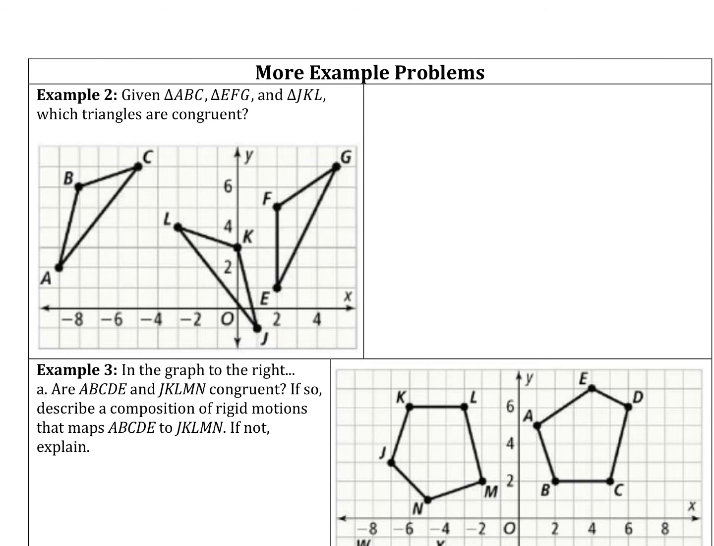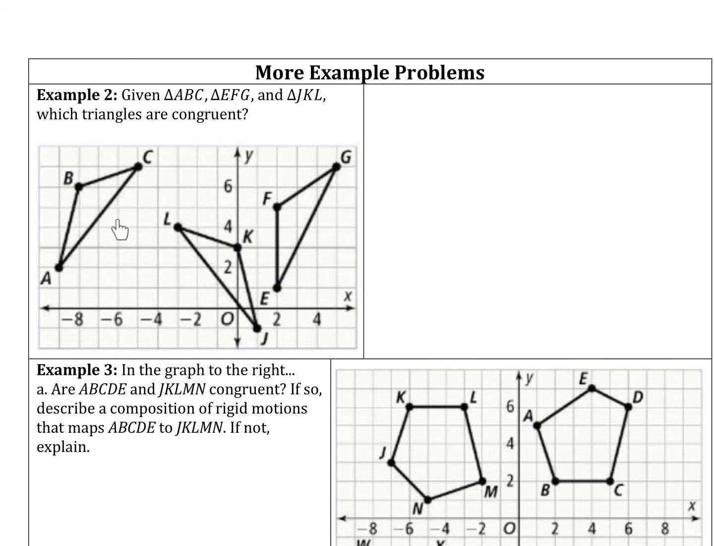Now in this next example, it says, given these 3 triangles, triangle ABC, triangle EFG, and JKL, which triangles are congruent? So let's start by looking to see if we would be able to map triangle EFG over here to triangle ABC. And again, it would appear to me that E would need to match up to A, and F would need to match up to B, and G would need to match up to C. Now I think I can tell just by looking at this that this is not going to be possible.